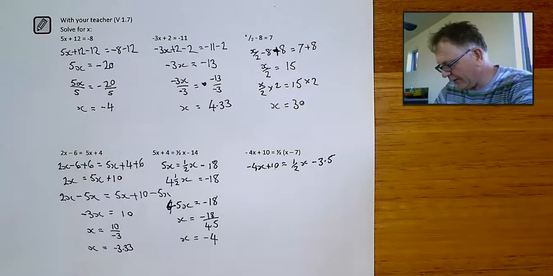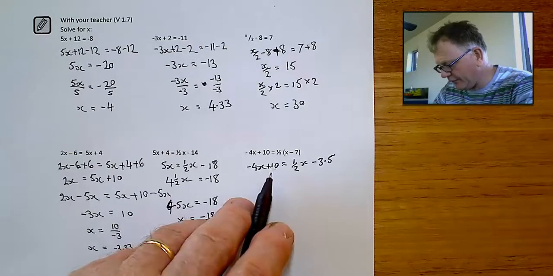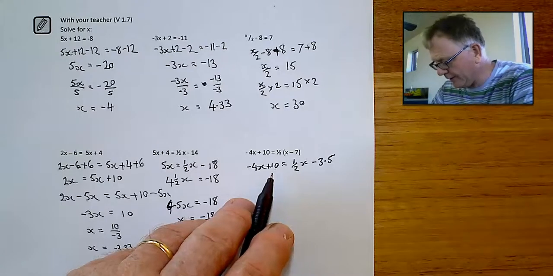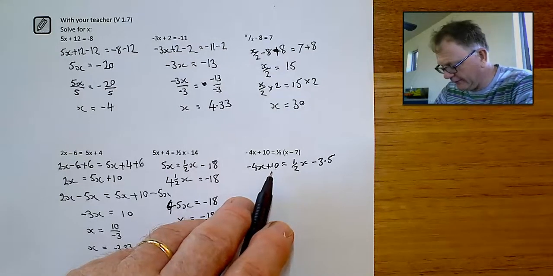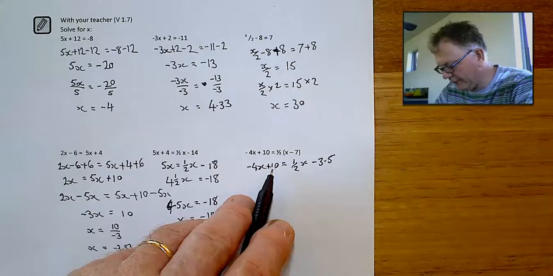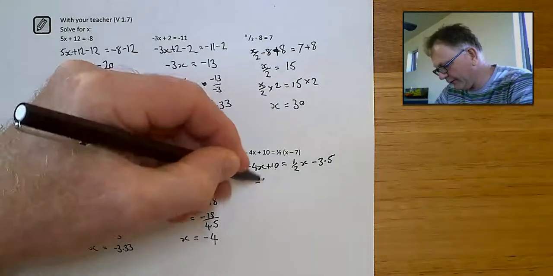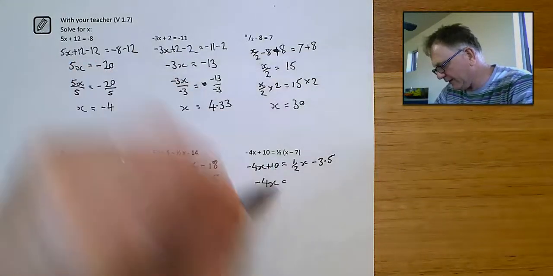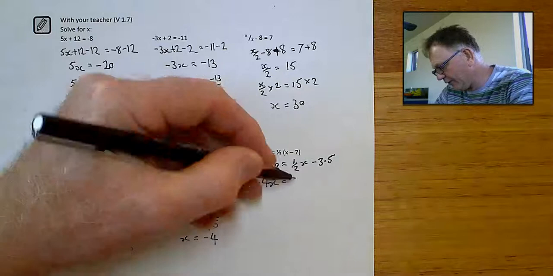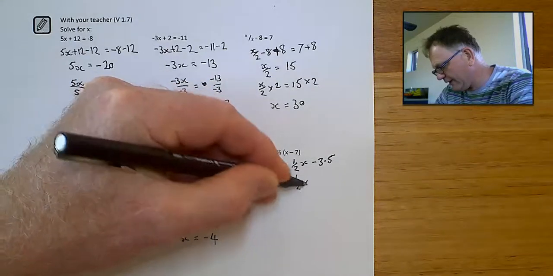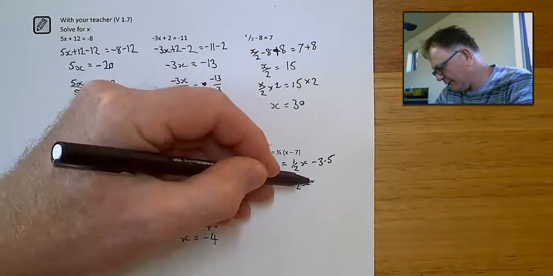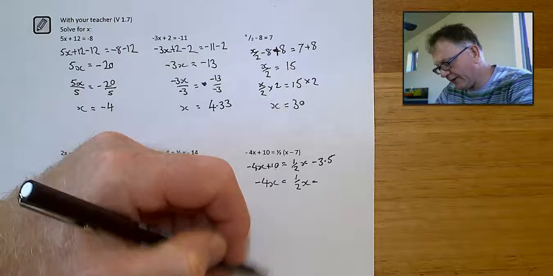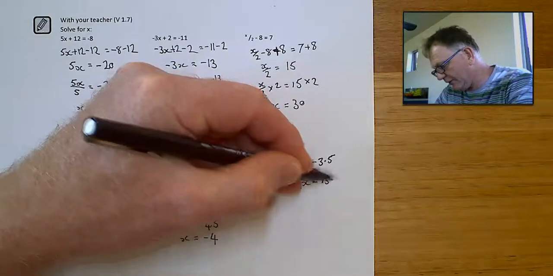So I would start by getting all my numbers onto one side of the equation, and I would probably do that by taking away 10 from both sides of the equation. Take it away from this side, I'm just left with negative 4x. Take away 10 from this side of the equation, I'll have half x, and minus 3.5 minus another 10 is minus 13.5.